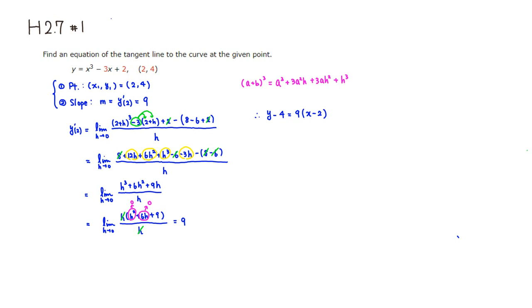Remember, all I did was add 4 to both sides so that we have y equals 9 times x minus 2 plus 4. It seems like the system takes this answer. Or if you want, you can distribute the 9. You're going to get 9x, and 9 times negative 2 is negative 18, plus 4 would be negative 14. So that's another way to write the answer. That's it. I hope that this was clear.